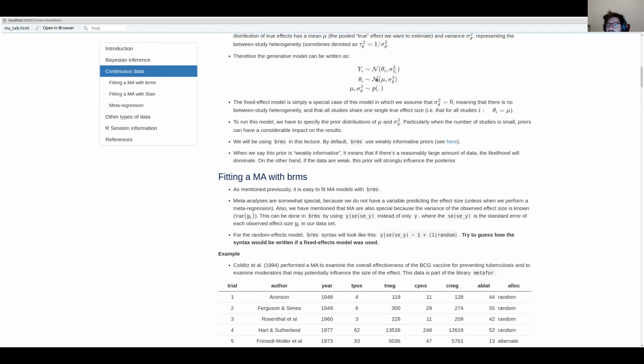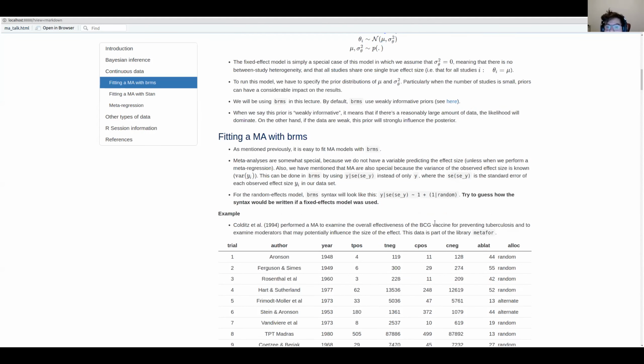This one. So this is the generative model under a random effects model. Under a fixed effect model, this line right here disappears, and this theta i is going to be now mu, right? You still have, and now you only have a prior on mu. You don't need a prior on sigma squared of theta, because that's not a parameter anymore. Yeah, I see. Okay, that makes sense. Okay, thanks. Okay, no problem. So yeah, so fitting a Bayesian meta-analysis using brms.